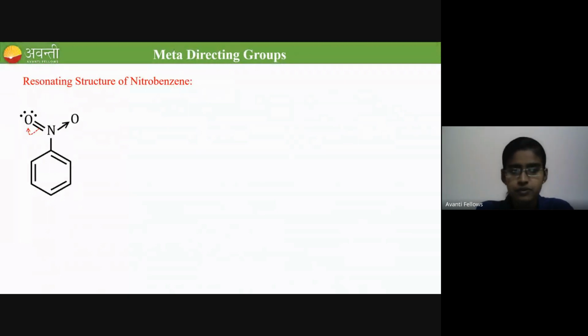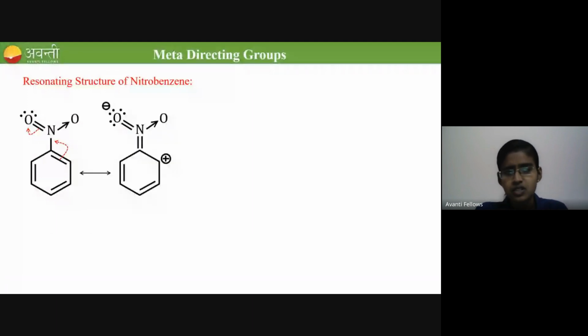Now, since we have 3 electronegative atoms in the system, those oxygen atoms and the nitrogen atom are pulling the electrons towards themselves. You see here, oxygen is pulling from nitrogen and nitrogen is taking the electron from the phenyl ring. So electrons are moving towards the substituent that is attached to the ring. Now what happens? Oxygen is gaining, so we get the negative charge, and this carbon is losing its electron, so it is gaining the positive charge.